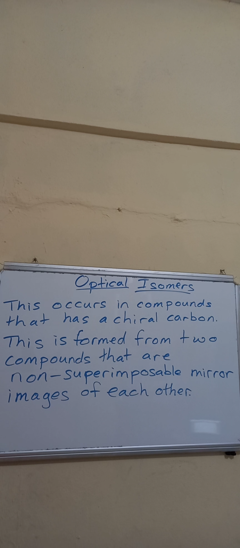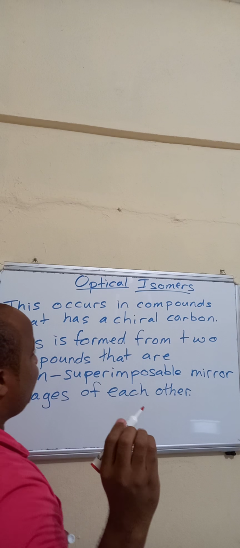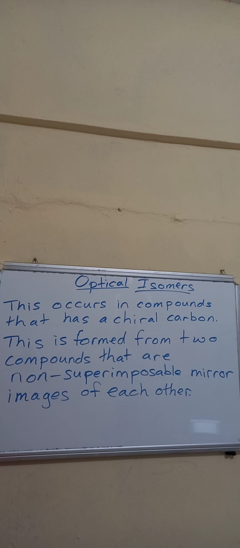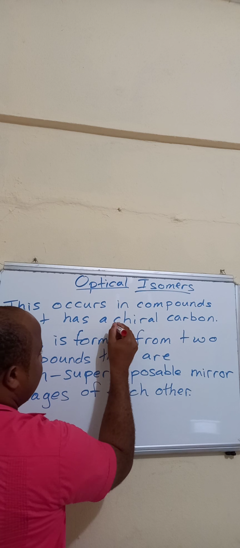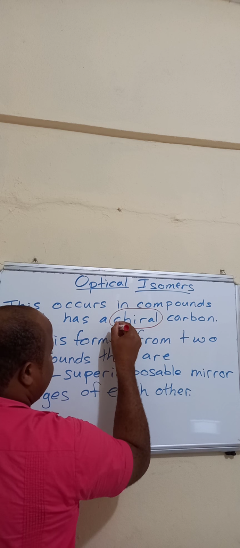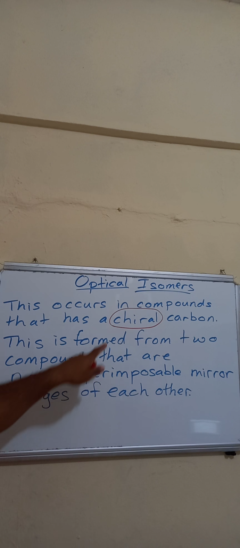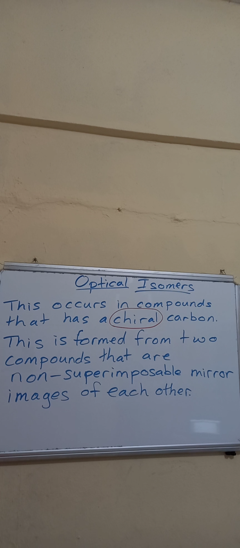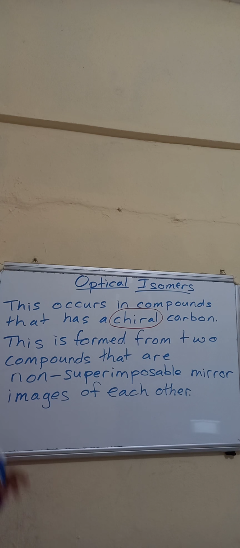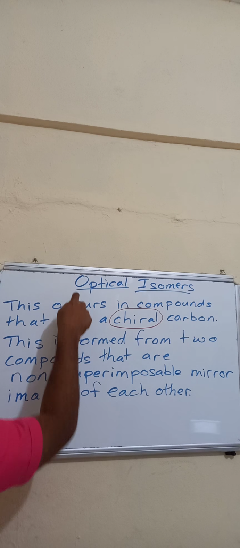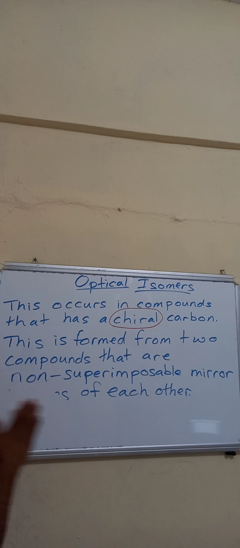Right? So with the geometric isomers, it must be an alkene. With the optical isomer, you must have a chiral carbon. So optical isomers have a chiral carbon, right? And we will look at what a chiral carbon is now. So for optical isomers, a chiral carbon must be present. If you don't have a chiral carbon, then the compound cannot be an optical isomer. So it must have a chiral carbon.